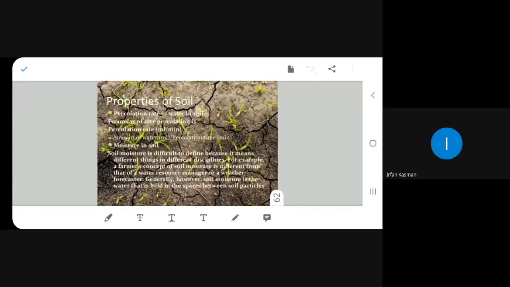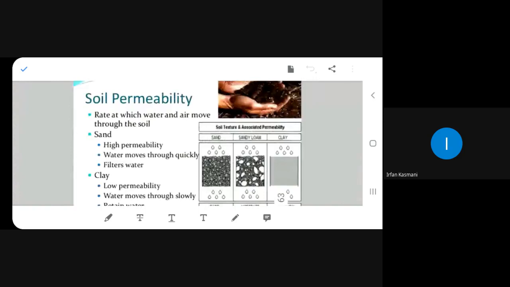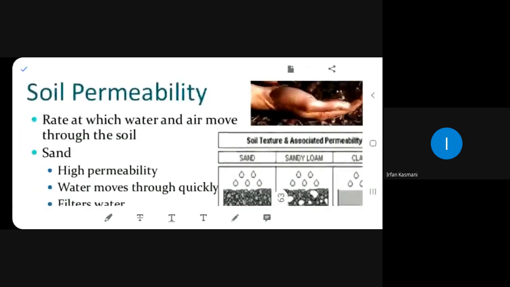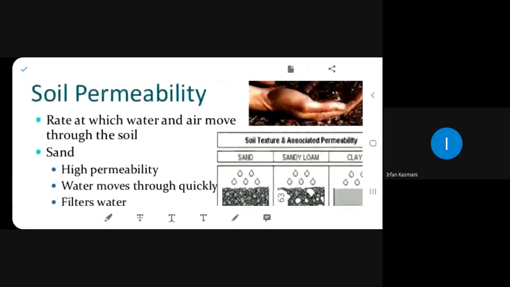Now we come to soil permeability. So what is the meaning of permeability? Allowance of water to pass. How much water can pass through a particular soil is called the permeability rate.